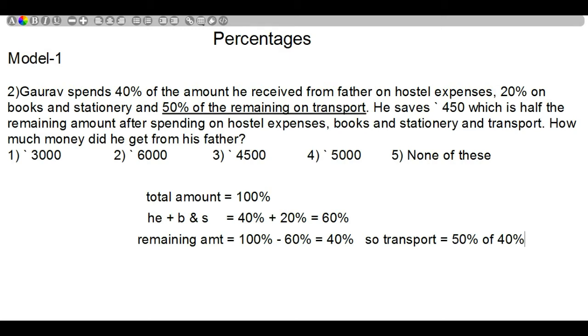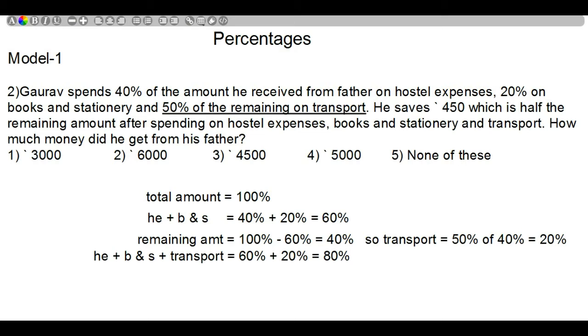We know that 50% of 40 is 20. 50% is half. So half of 40 is 20. So this will be equal to 20%. So we can now say that hostel expenses and books and stationery together was 60% and on transport he has spent 20%. So altogether for hostel expenses, books and stationery and the transport, the total amount spent is equal to 60% plus 20%, that is equal to 80%.